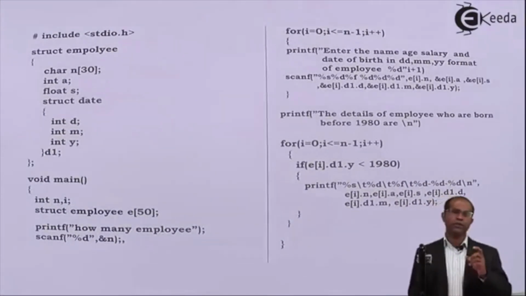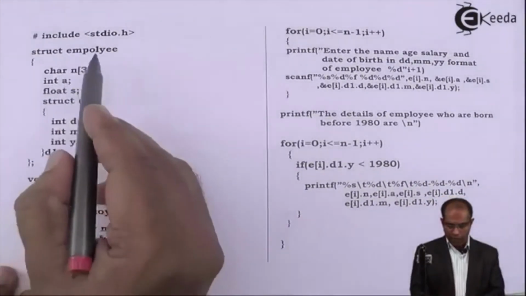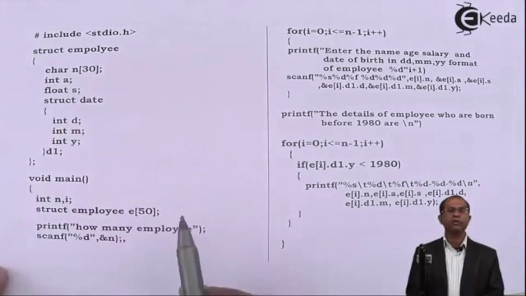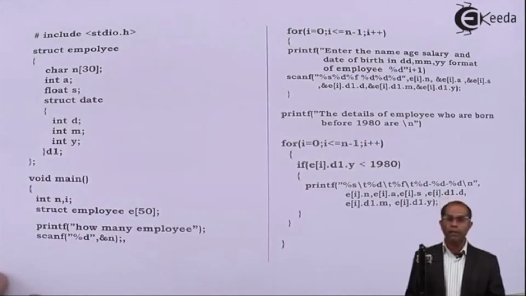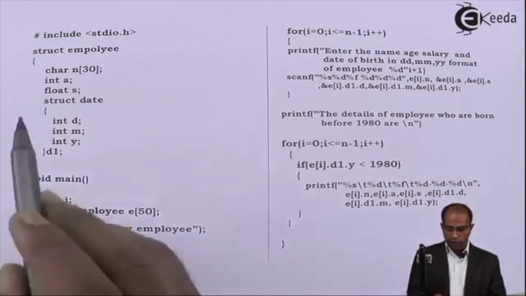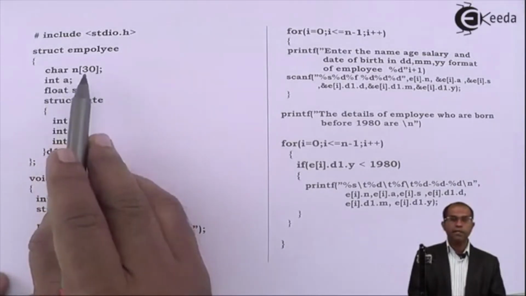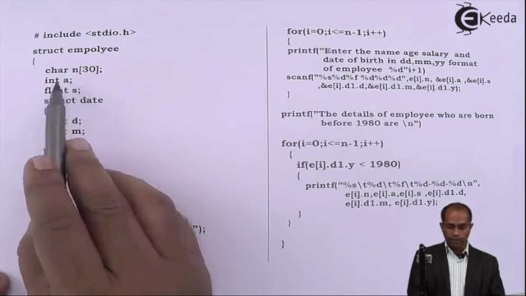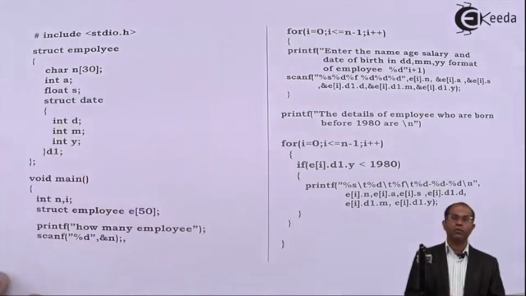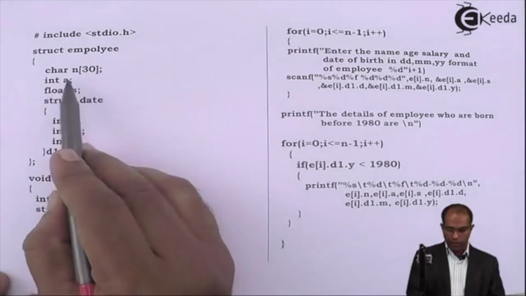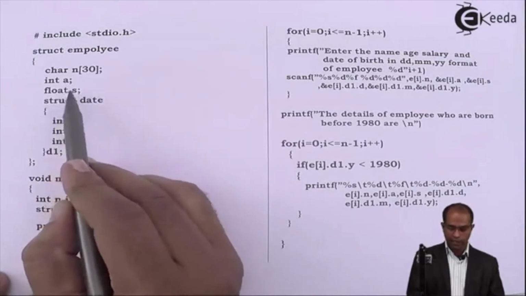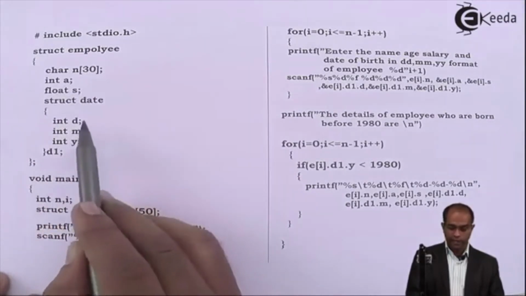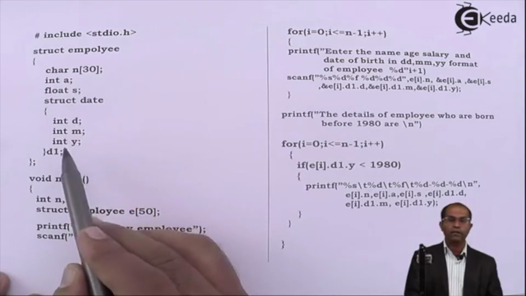As usual, first we need to define a structure, right? Okay, I have defined the structure employee as per the discussion which we carried out in the beginning of this particular video. So here I'll define n as 30 bytes, a of type integer, s of type float. So n of 30, a as integer, s as salary. Within that I'll have structure date, which will have d, m and y.